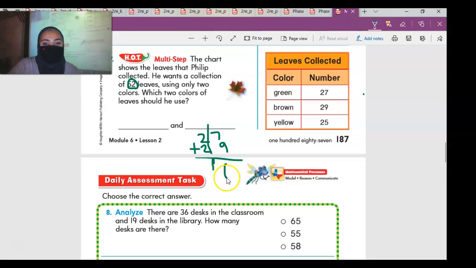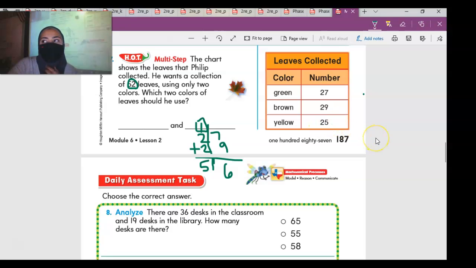So the 6 stays in the ones place and the 1 gets kicked upstairs. It gets kicked up to the tens place. You don't belong here. You belong in the tens place. Now we're going to add 2 plus 2 is 4, and 4 plus 1 is 5. So green and brown make 56. Is that how many leaves he wants? He wants 52. So those numbers are too big to put together. So green and brown isn't going to work.